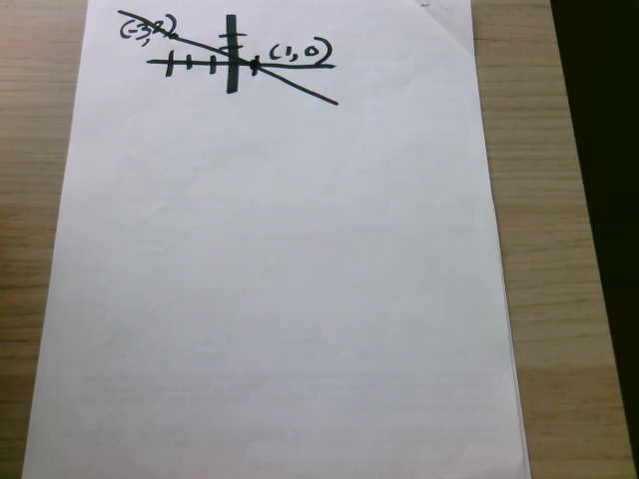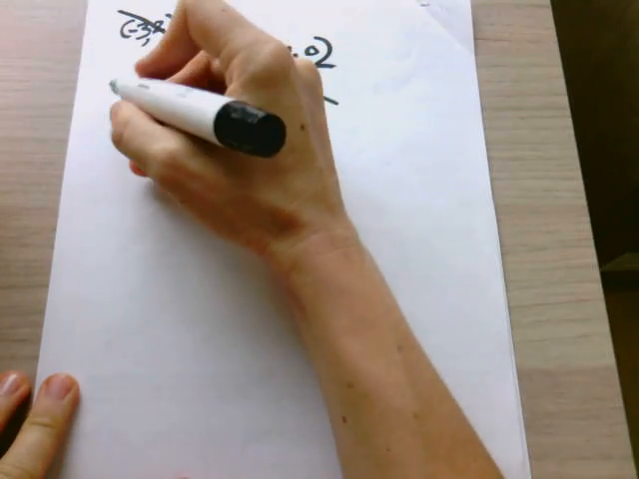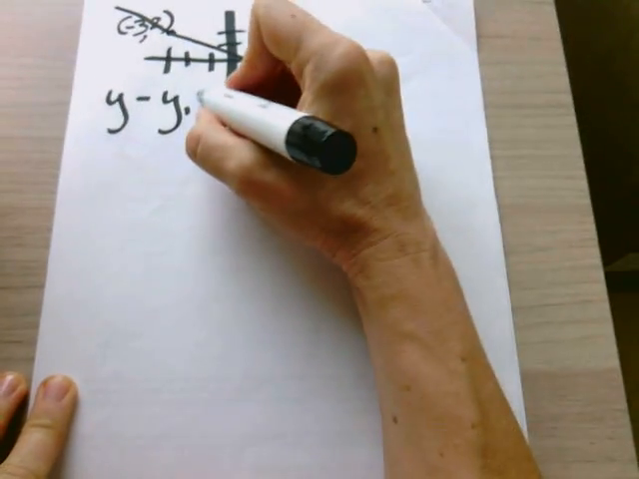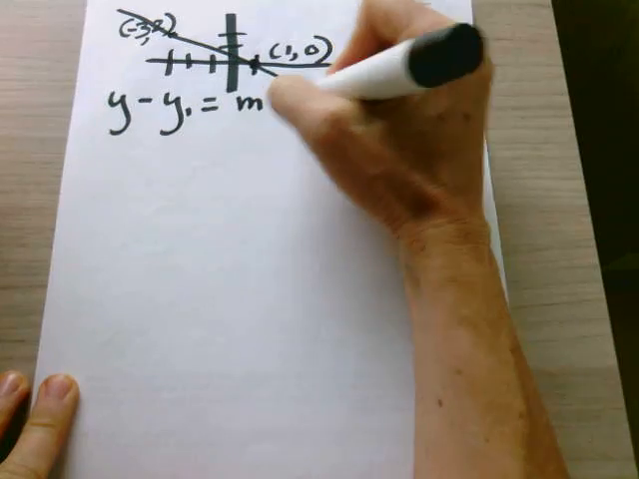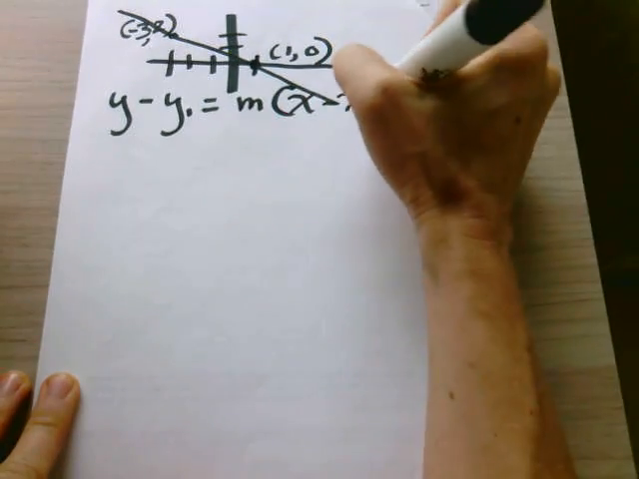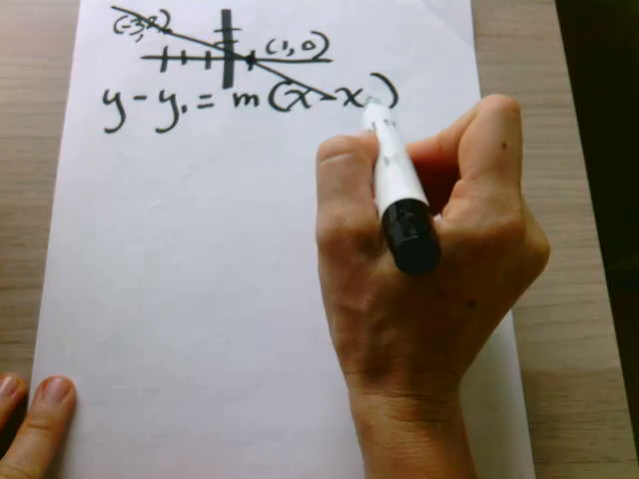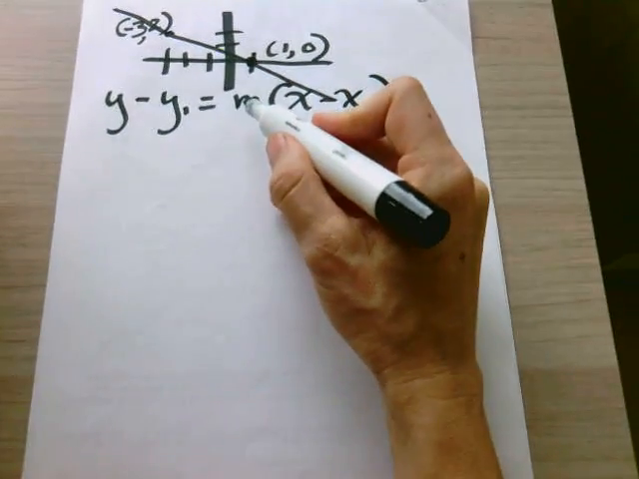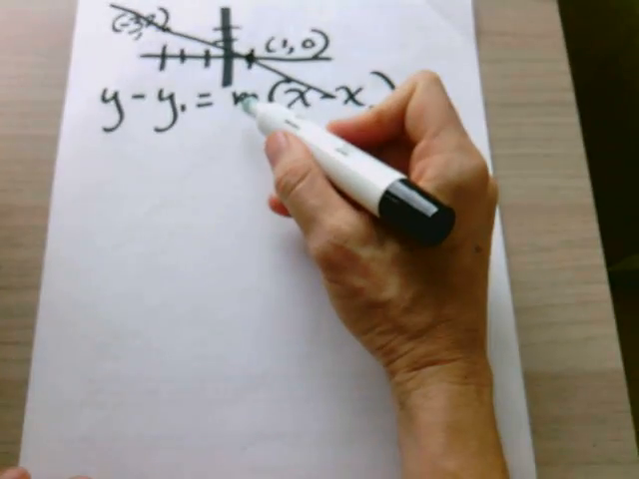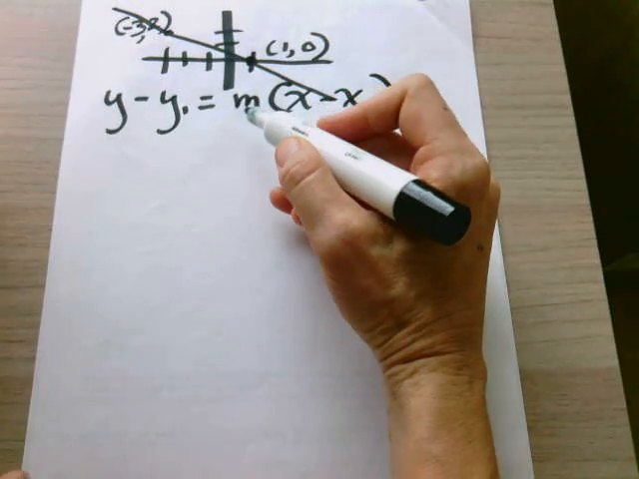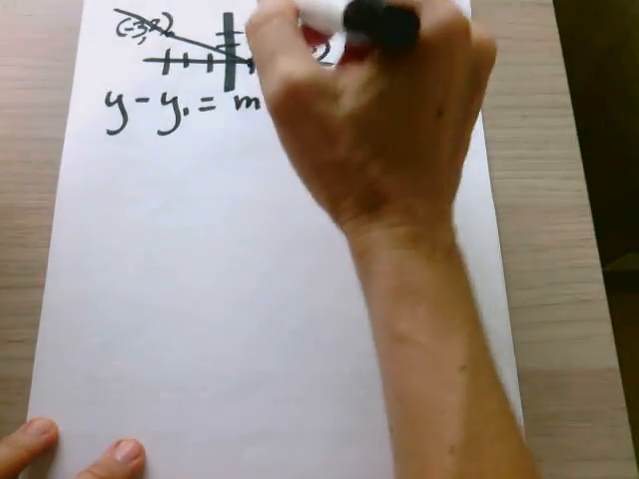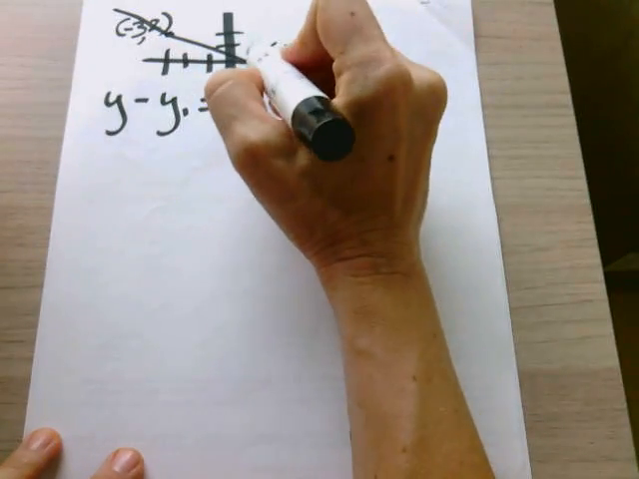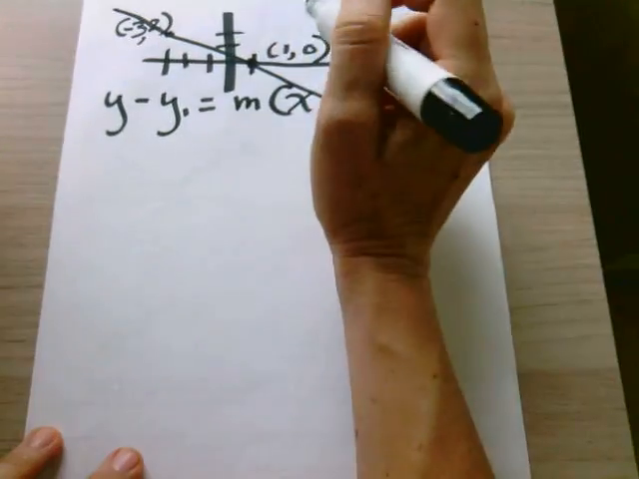So the formula for a line is y minus y1 equals m times x minus x1. Okay, and x1 and y1 are just any one point, and then m is the slope. So the slope is the rise over run. So in other words, what angle is the line? Okay, so let's look at these 2 points and look at rise over run.